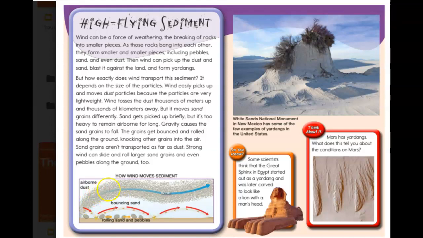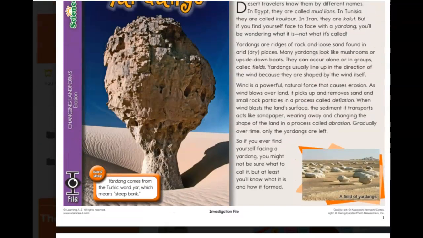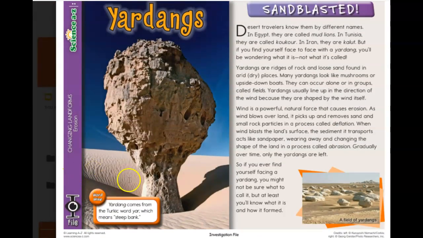So we've got this dust that's really light. It gets picked up by the wind and gets blown high up. But the sand and the pebbles, they don't get picked up as high, right? They're going to bounce along the ground. So think about that. Sand and pebbles bouncing along the ground, the dust up higher. I wonder how that contributes to the formation of a yardang.